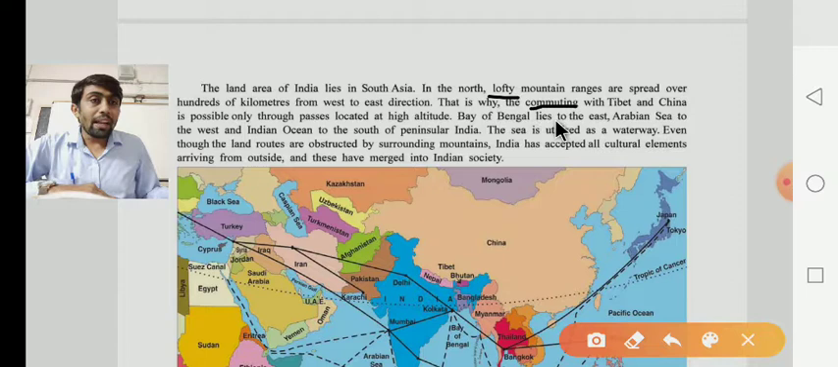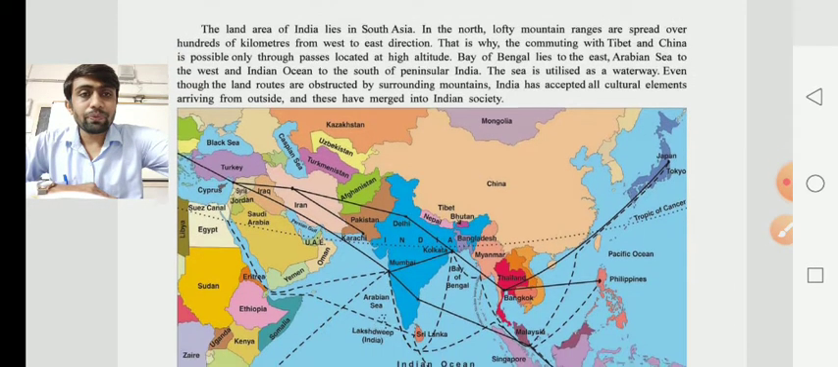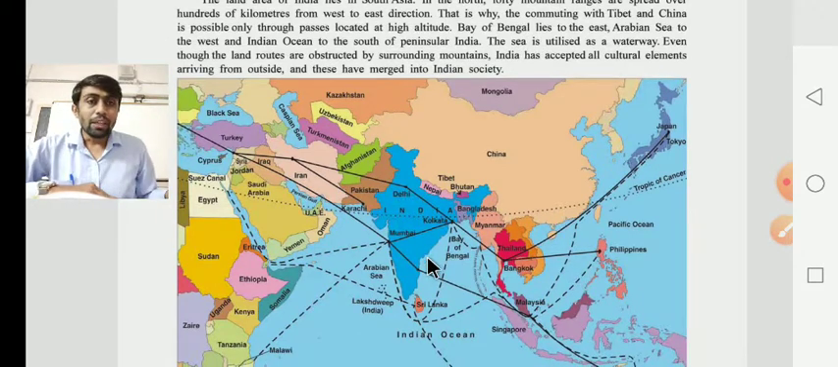Bay of Bengal lies to the east. In which direction does the Bay of Bengal lie? In the east direction. Arabian Sea to the west. Dear children, if you have to see the map, first of all you have to see the map. Here the Bay of Bengal is there, here the Arabian Sea is there, and here the Indian Ocean is there. So if you see the Bay of Bengal, which direction is it? East direction is there. Here the Bay of Bengal.